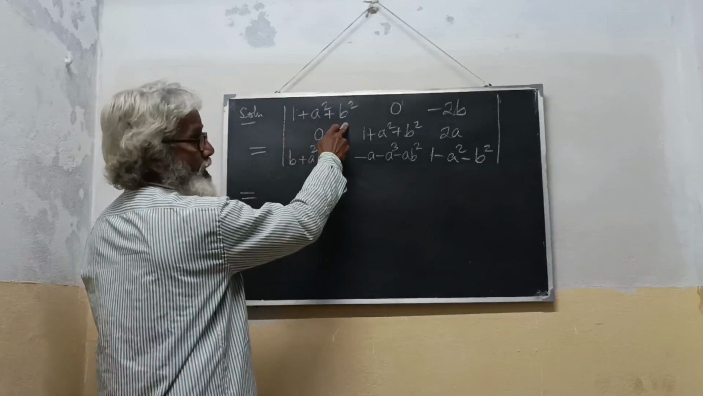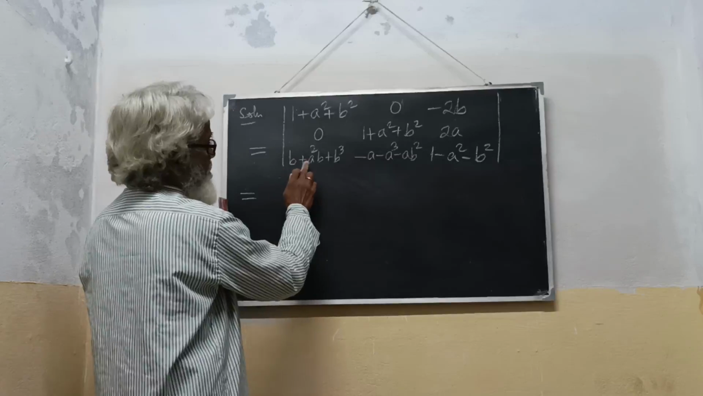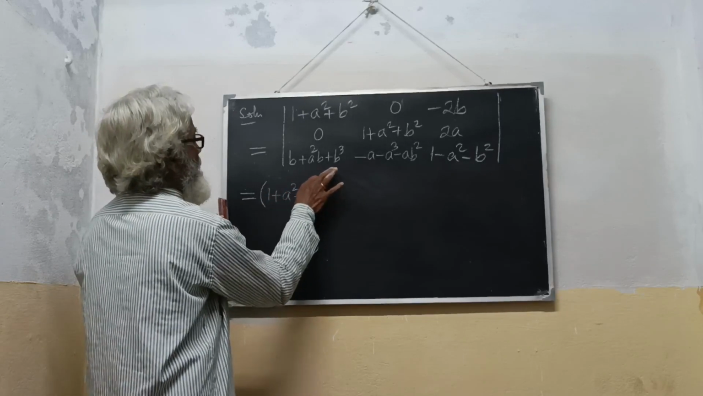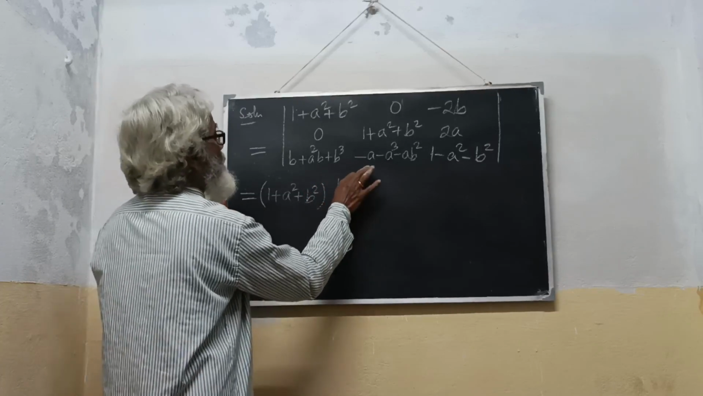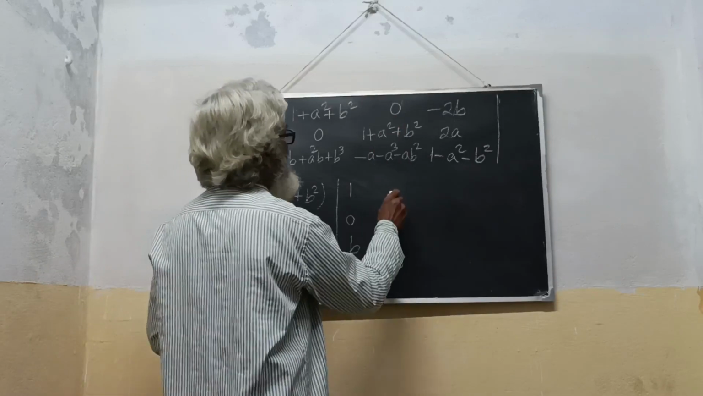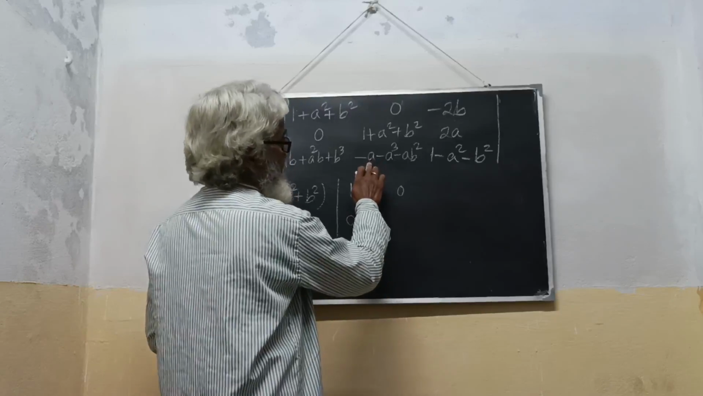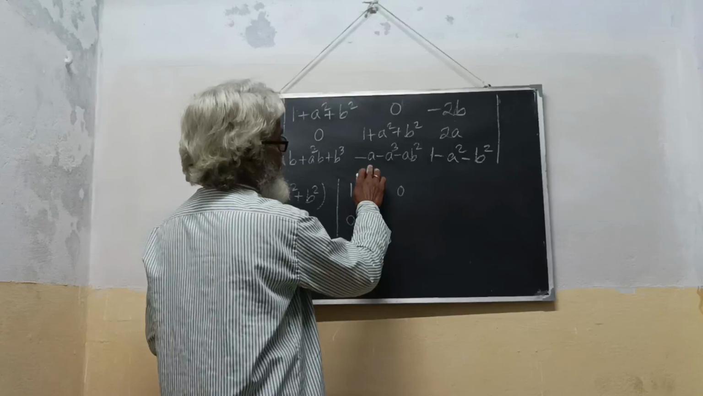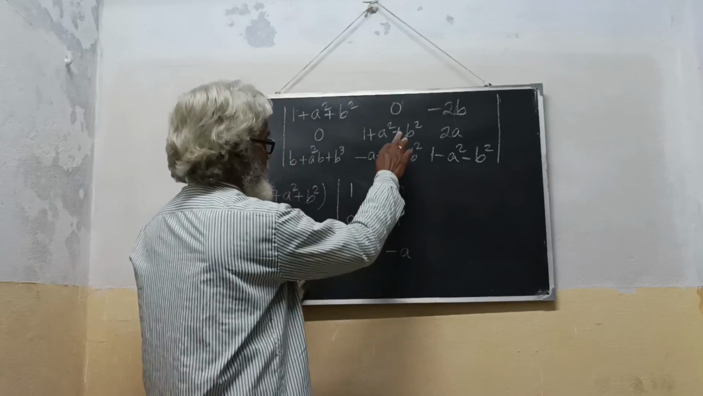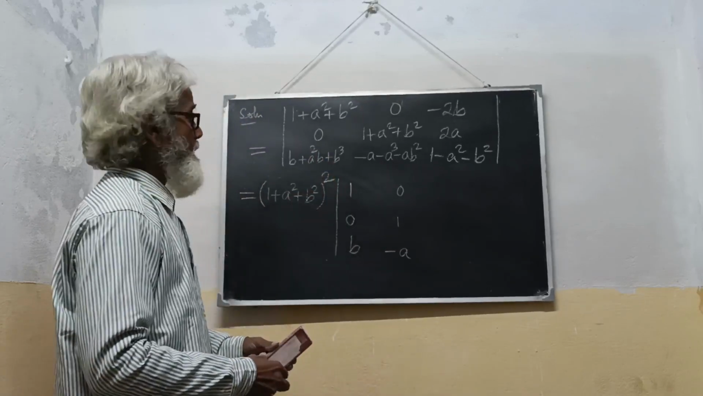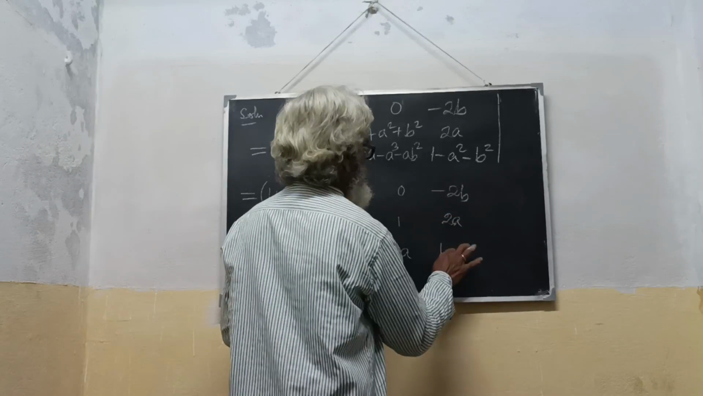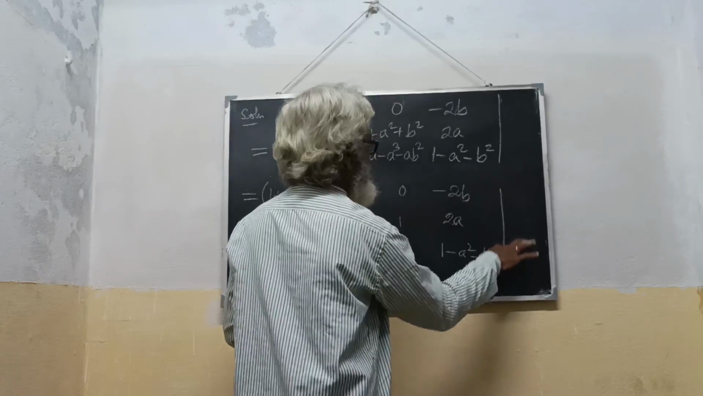You see 1 plus a square plus b square, 0. If you take b common, then 1 plus a square plus b square. So you can take 1 plus a square plus b square as a common factor from the first column. So it will be 1, 0, and this is b. Here also you see this is 0. 1 plus a square plus b square, you take minus a common, then you will get minus a into 1 plus a square plus b square. So it will be 1 and it will give you minus a. So here is also another common factor, and it will make it whole square. This remains the same. 1 minus a square minus b square.